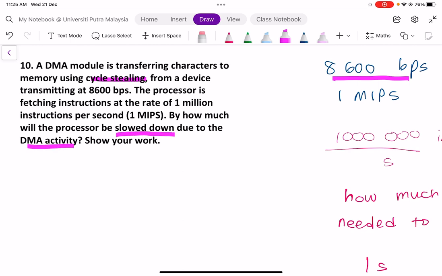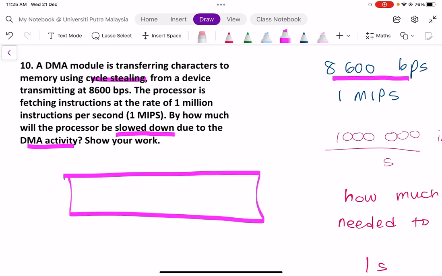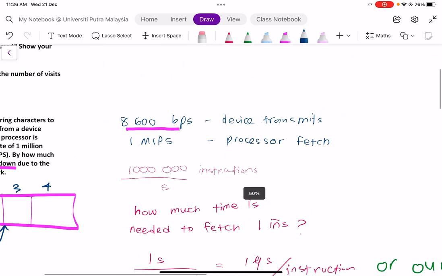DMA is not exactly slow, but it slows down the processor because the processor has to pause whenever the DMA is transferring data from the DMA module to the memory. Remember, we had cycles: 1 cycle time, 2 cycle time, 3 cycle time, and the DMA will come in between this cycle and make the processor pause, if you still remember. Okay, so now let's move on to how to answer this.